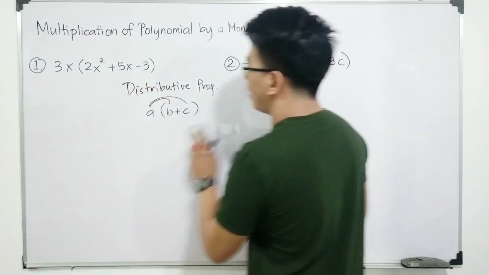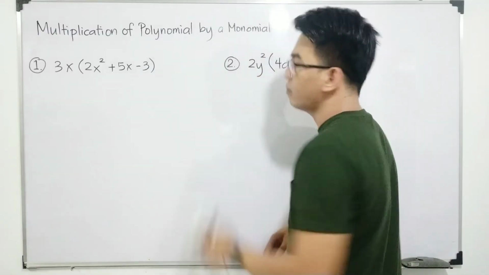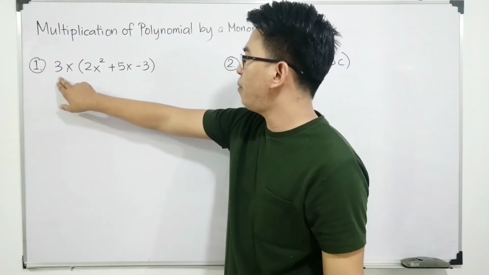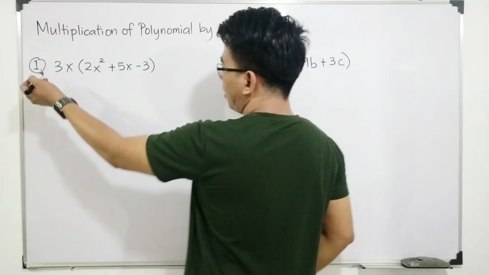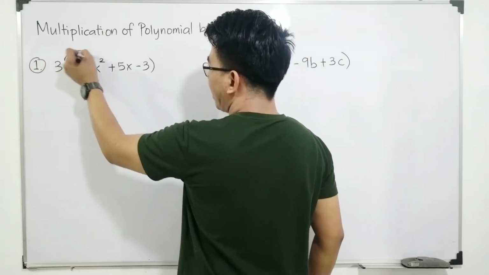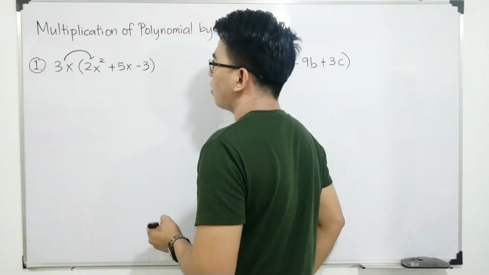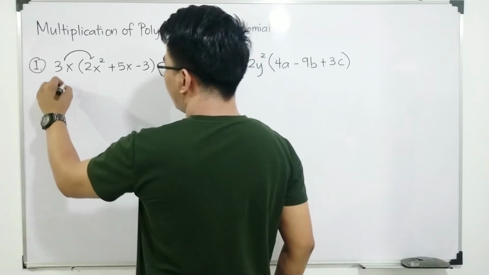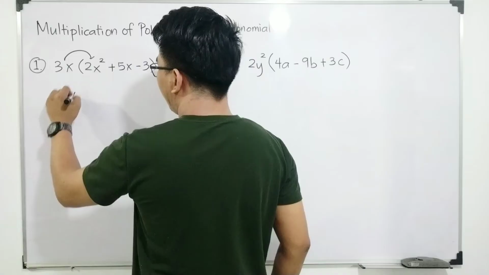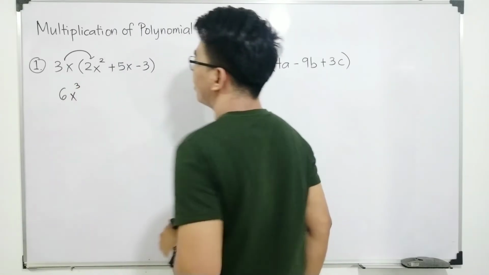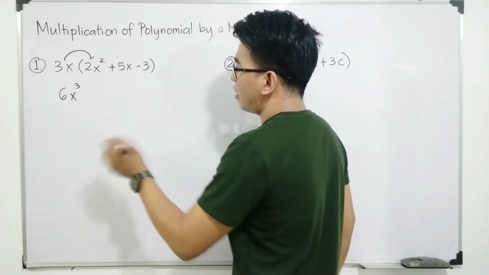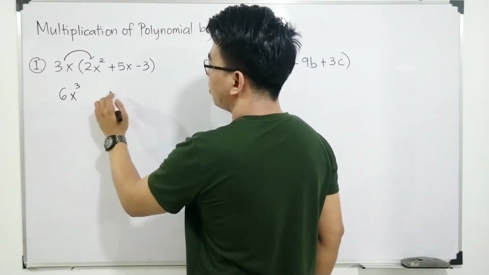So let's start with item number 1. Given this polynomial 3x, we will use the distributive property. We have 3x times 2x squared. This will give us a product of 6x cubed. And we're not yet done kasi meron pa tayong 2 terms.